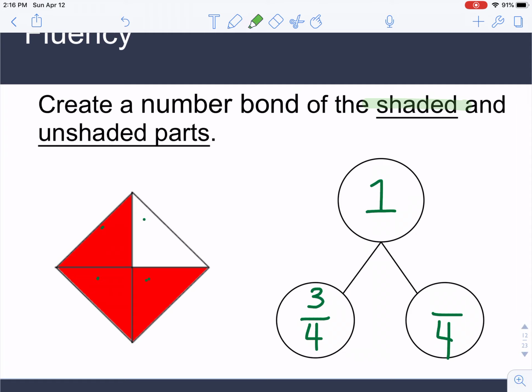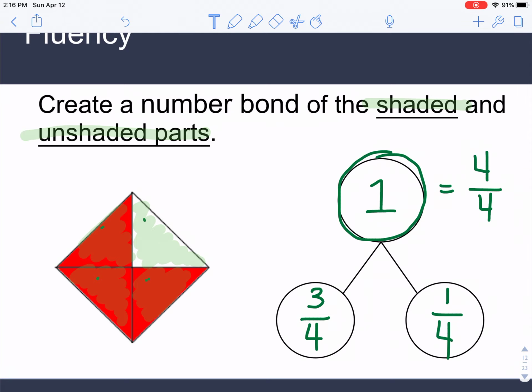And now we need to figure out our unshaded parts. How many equal parts are unshaded? Well, we have 1. So we know that 3/4 of this shape is shaded and 1/4 is unshaded, and this gives us our 1 whole. We can also write 1 as 4/4 because we know that we would need to shade in every equal part to get to 1 whole.